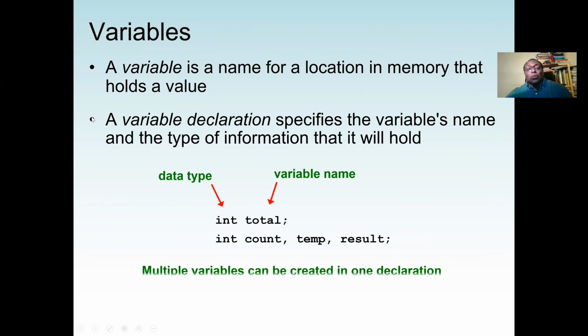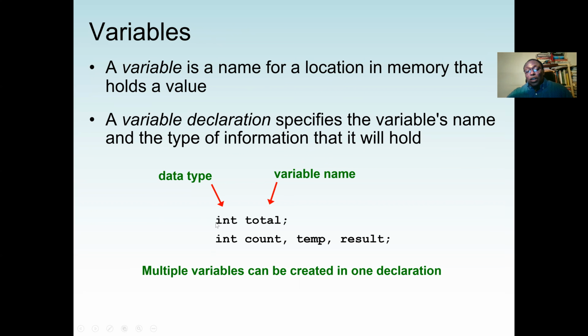Now, next we move to variables. The only thing I want us to know about a variable is that a variable is a memory location. Anytime we declare a variable in our program, we are telling the operating system to allocate a memory space for us. So here we say a variable is a name for a location in memory that holds a value. A variable declaration specifies the variable name and the type of information that it will hold. We can see an example here, int total. So the name is total, the data type is int.